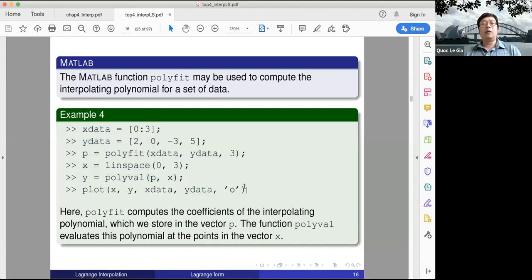So now we go back to the slide, yeah? So polyfit is the MATLAB command that computes the polynomial that fits the data for you, given the X data and the Y data vectors. And you have to give a degree of polynomial. So this one we give degree 3, okay? Then it gives you the coefficients of the polynomial, yeah?